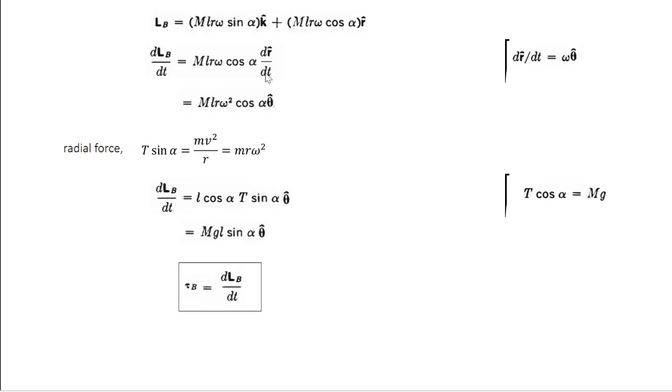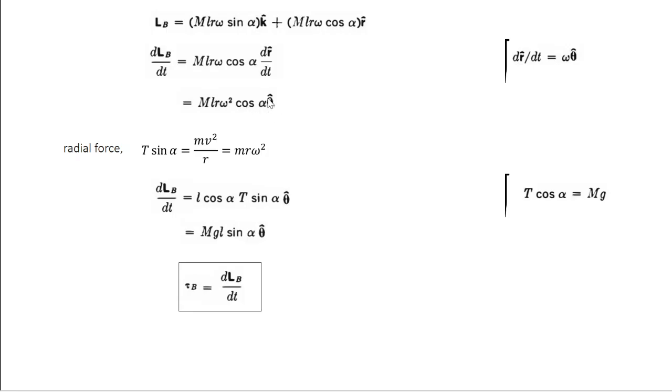From the first chapter, we know that dr cap by dt is nothing but theta dot theta cap. Theta dot is the angular velocity omega, so dr cap by dt equals omega theta cap. Now make this substitution in this equation, and you get dLB by dt equals mLr omega square cos alpha theta cap.